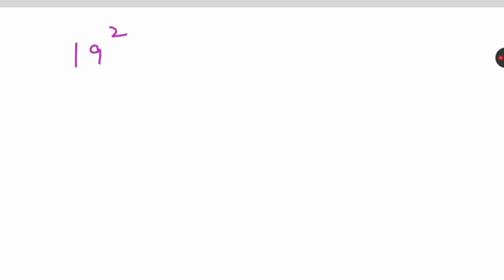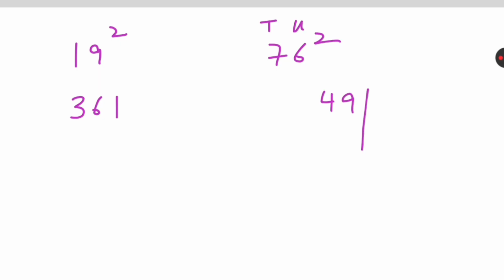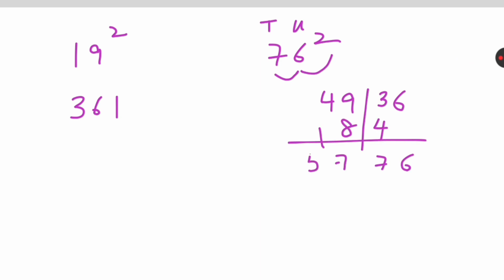The goal is to find 19 raised to power of 2 and 76 raised to power of 2. 19 raised to power of 2, the value is 361. And 76 raised to power of 2 value, using our shortcut trick, we can find the value. First you consider this 7 as tens digit and 6 as unit digit. First square the tens digit and square the unit digit. Then multiply all the numbers. 7 times 6 is 42. 42 double is 84. Then add the numbers. Then we are going to get 5776.